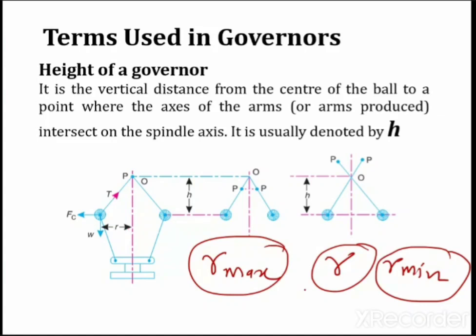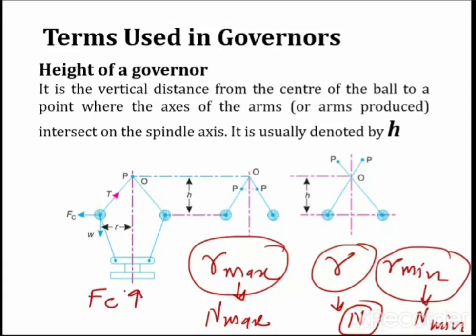So R is nothing but the radius of rotation. R is nothing but when your speed will be N. R max is nothing but when your speed will be N max, and R1 is nothing but when your speed will be N minimum. So when the speed goes on increasing, your R will go on increasing, which means your centrifugal force will also increase. So when the FC is maximum, you will get R maximum, and when FC is minimum, you will get R minimum.